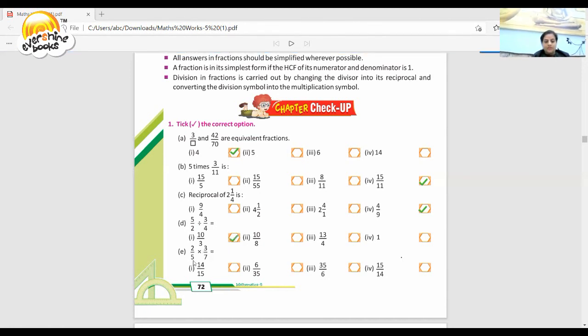2 upon 5 into 3 upon 7. It is simple. You have to multiply because both are not going to cancel. So 3 2s are 6 and 5 7s are 35. So 6 upon 35 will be the answer. Okay.